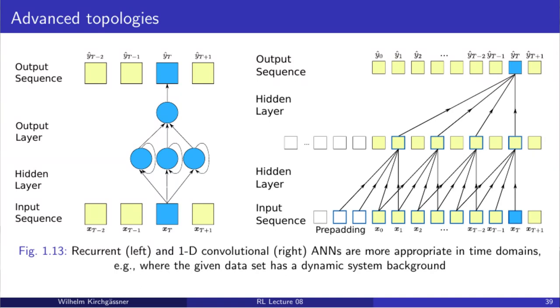So these two architectures are applicable for time series problems, where we have some time domain. If we have only a static relationship, then there's no point in using them.